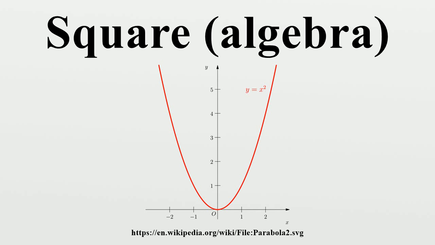Every positive real number is the square of exactly two numbers, one of which is strictly positive and the other of which is strictly negative. 0 is the square of only one number, itself. For this reason, it is possible to define the square root function, which associates with a non-negative real number the non-negative number whose square is the original number.